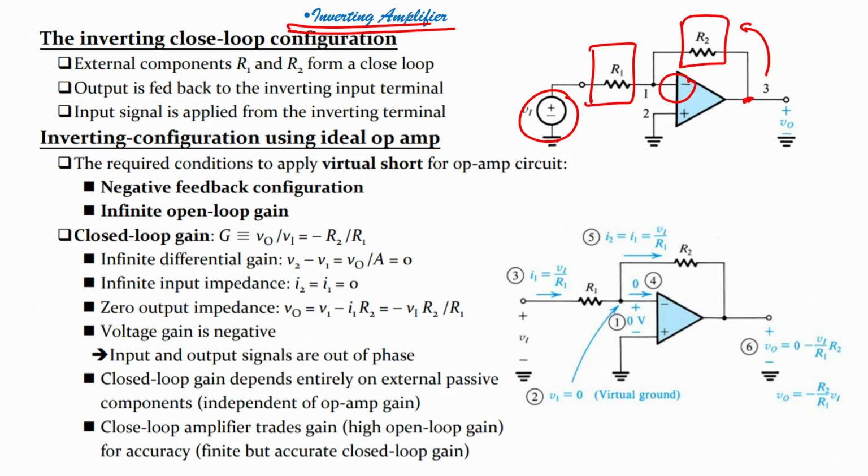So, three things we have to understand: external components R1 and R2 form a closed loop. Second, output is fed back to the inverting input, and third, input signal is applied to the inverting terminal. Okay. Now, the required condition to apply virtual short in an op amp circuit, right, is negative feedback and infinite open loop gain. These are the requirements, isn't it? So, what is the closed loop gain?